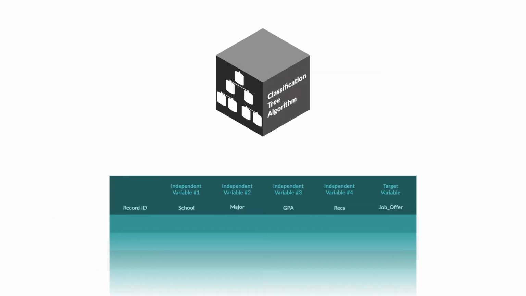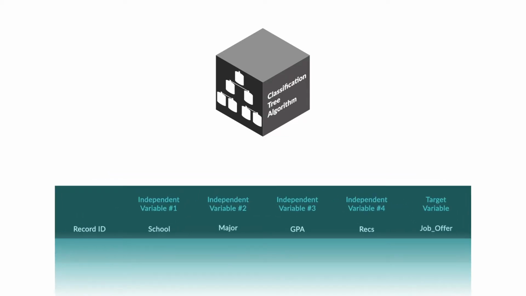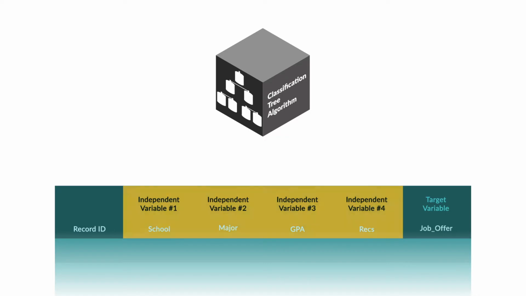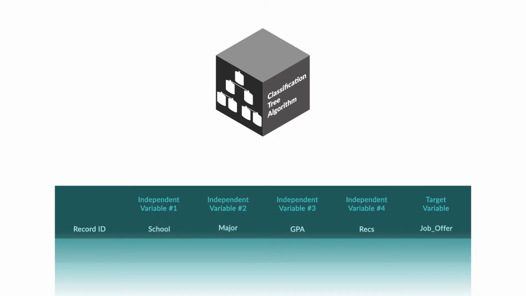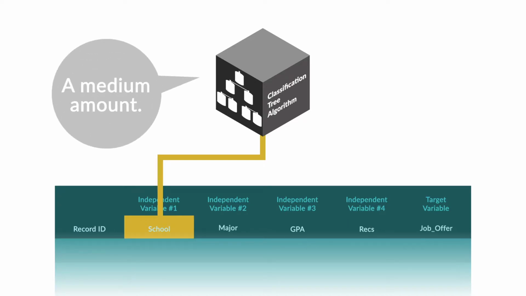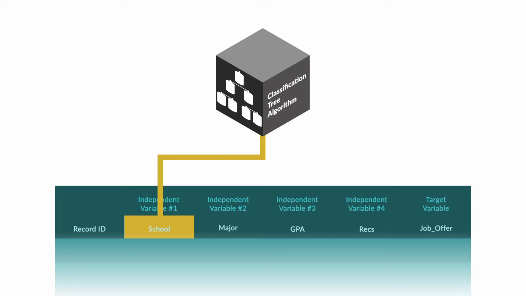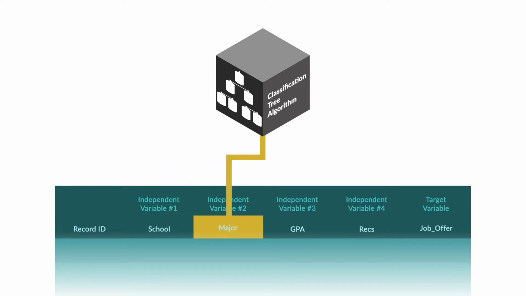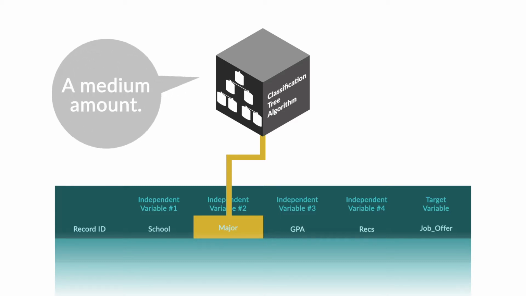Here's what the classification tree algorithm does. First, it starts with our entire data set. It lines up our independent variables, and one by one asks the computer, if we only use this variable, how well would it predict whether or not a student was hired? We ask, if we only use the name of the school, how well would that predict hiring of the student? It answers, a medium amount. We ask, if we only use the student's major, how well would that predict the hiring of the student? It answers, a medium amount.